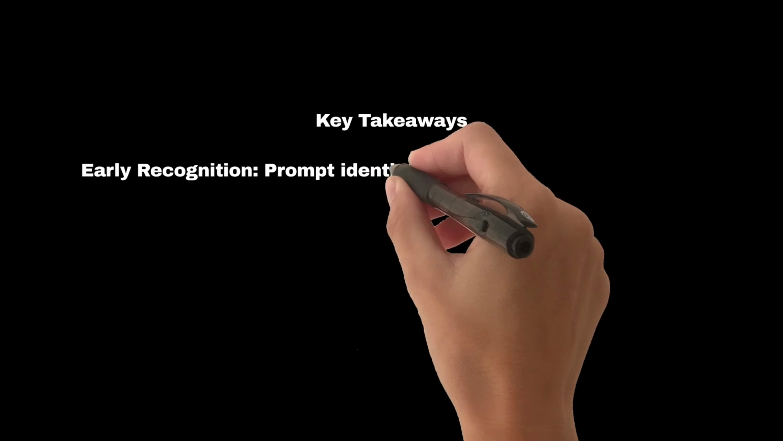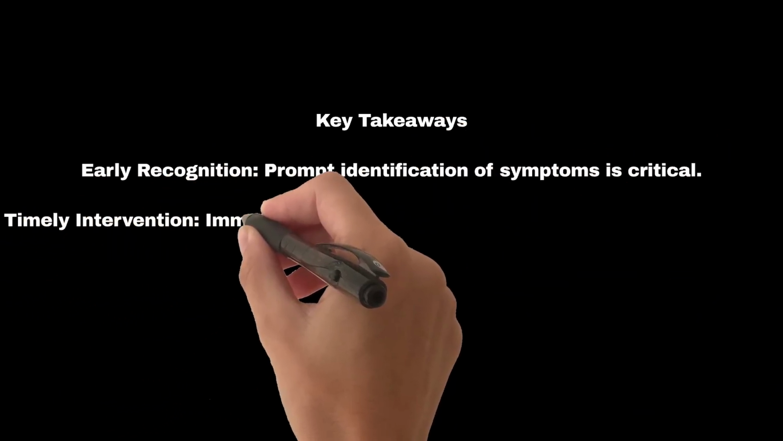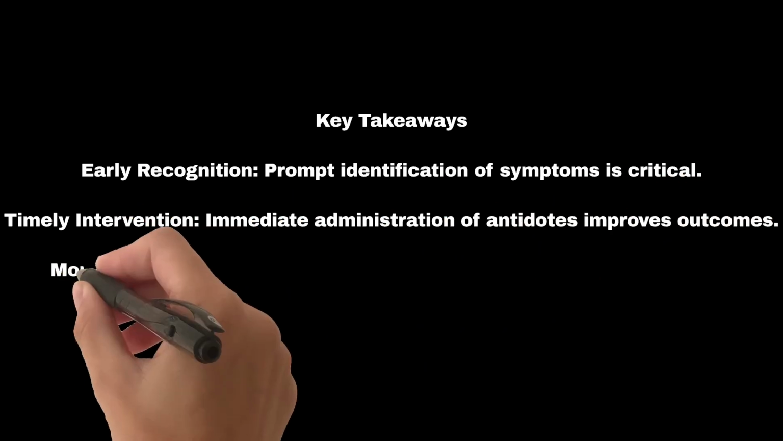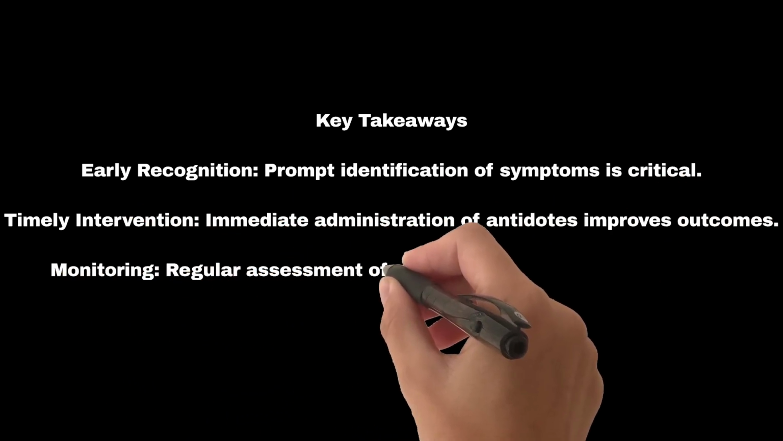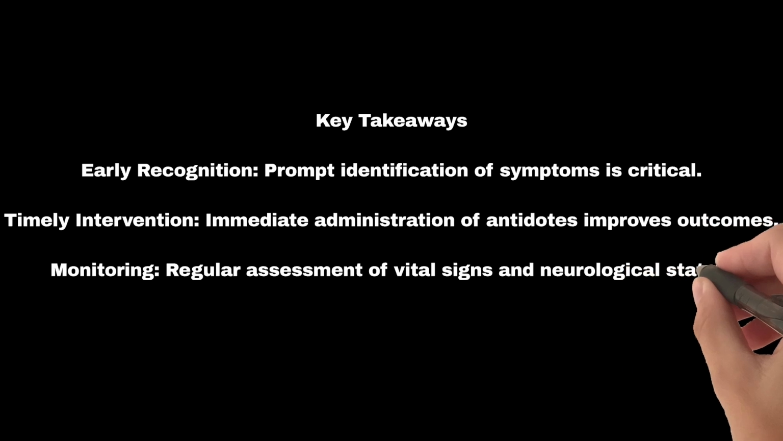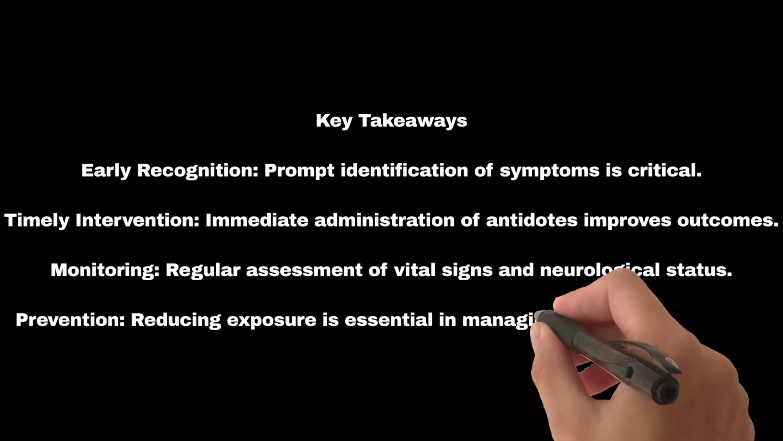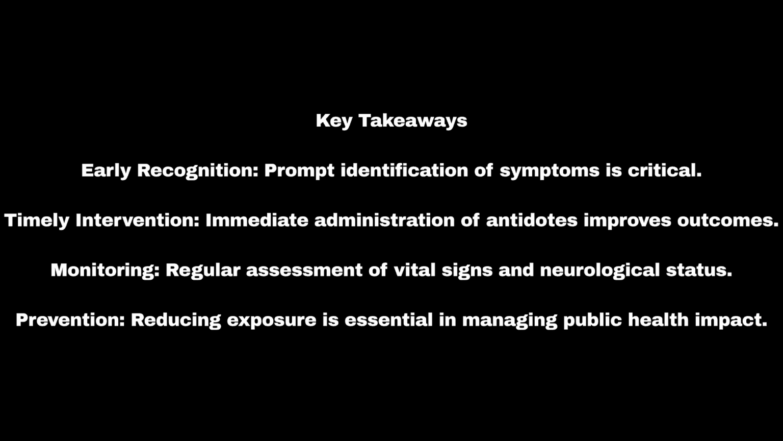Key takeaways for managing the poisoning are: early recognition, prompt identification of symptoms is critical. Timely intervention, immediate administration of antidotes improves outcomes. Monitoring, regular assessment of vital signs and neurological status. Prevention, reducing exposure is essential in managing public health impact.